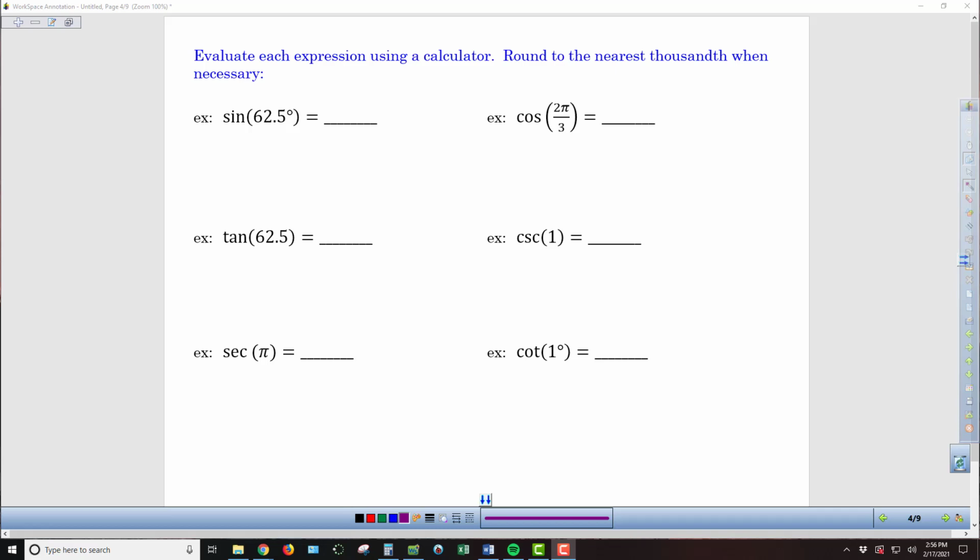Given an angle, we can find the sine or cosine or tangent or cosecant, secant, or cotangent ratios associated with that angle using a calculator. So on the first one here, we're asked to find the sine of 62.5 degrees. The first thing is we have to make sure that our calculator is in degree mode, not in radian mode, as we'll need for the second example.